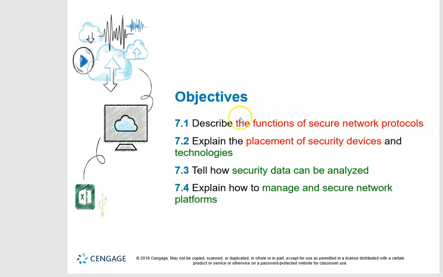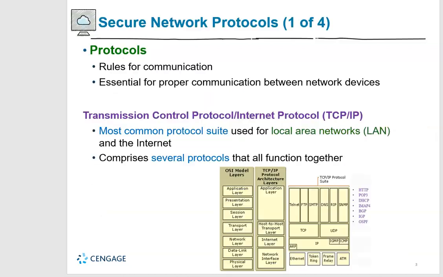So first off, these are the objectives overall. We're going to focus in this screencast on this very first objective, which is the functions of secure network protocols. In subsequent screencasts, we'll look at the placement of security devices and the technologies that are used, how we can analyze security data that's coming from these security devices, and then lastly, how to manage and secure network platforms. But here, the focus will be on secure network protocols.